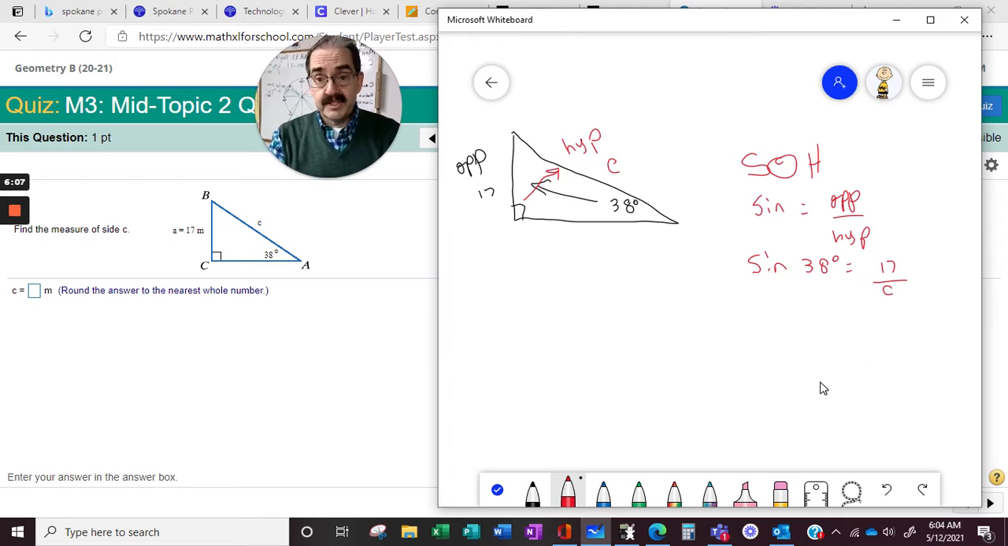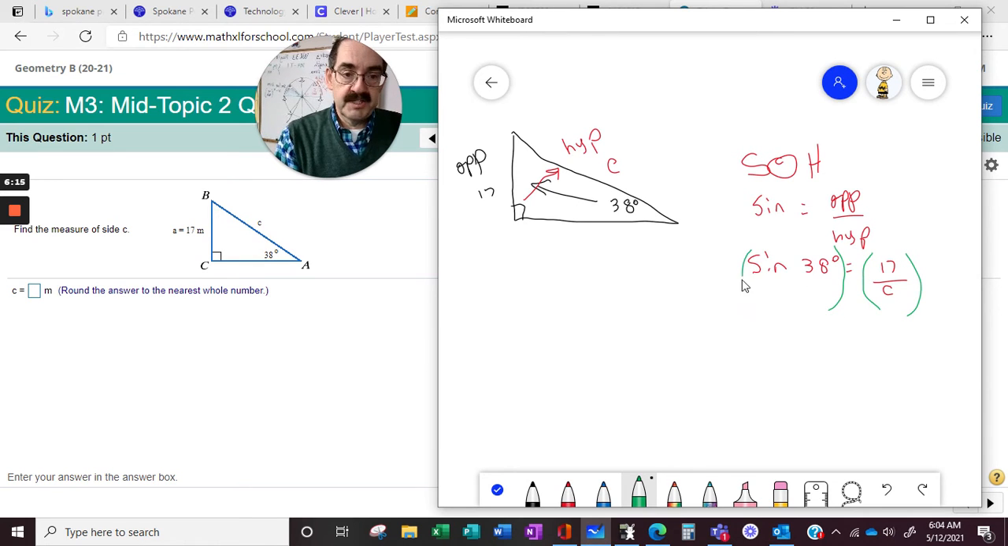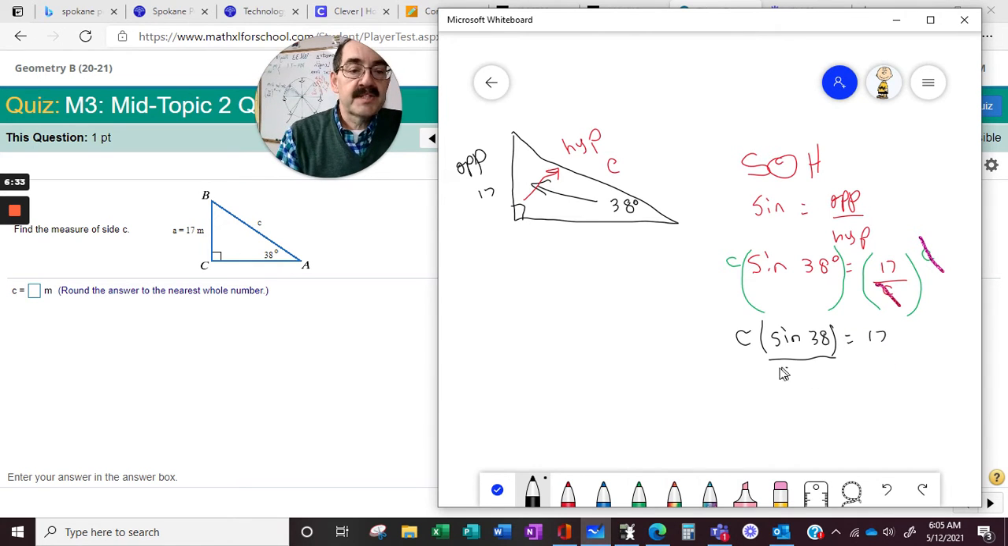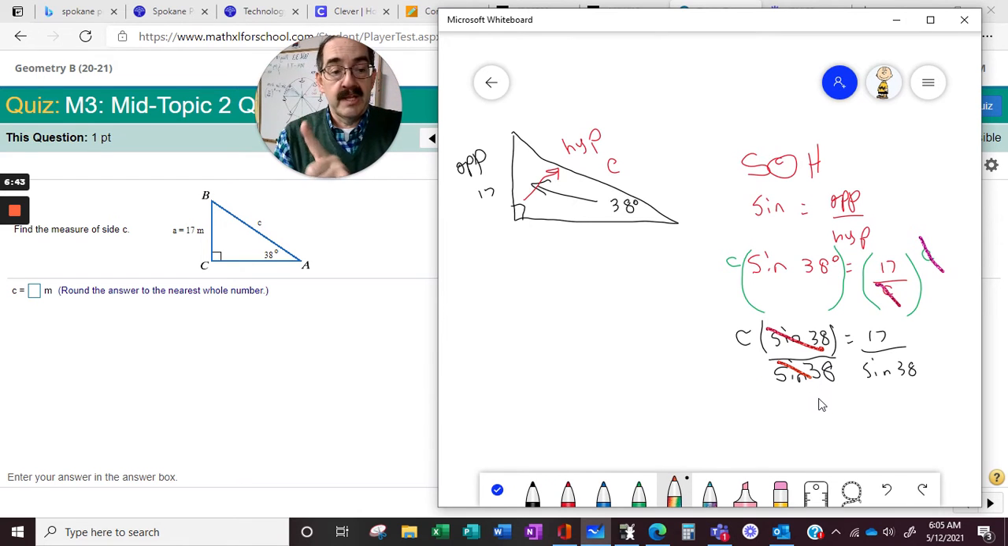C. Now it's just a math problem. Okay, what's the opposite of divide? How do I move the letter C? The opposite of divide is multiply. So we multiply both sides by C. We're happy because C divided by C is 1. So we now have C times the sine of 38, which is just a number, is equal to 17. Well, sine of 38 is just a number. What's the opposite of multiply? Good. Divide. Divide by sine of 38. We're happy. Sine of 38 divided by sine of 38 is 1.